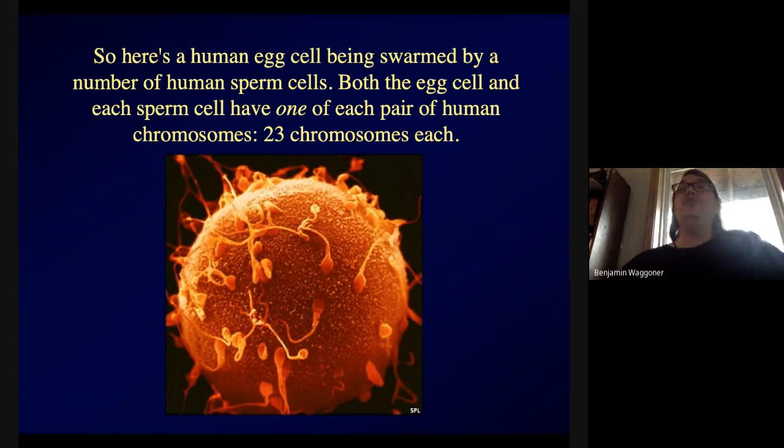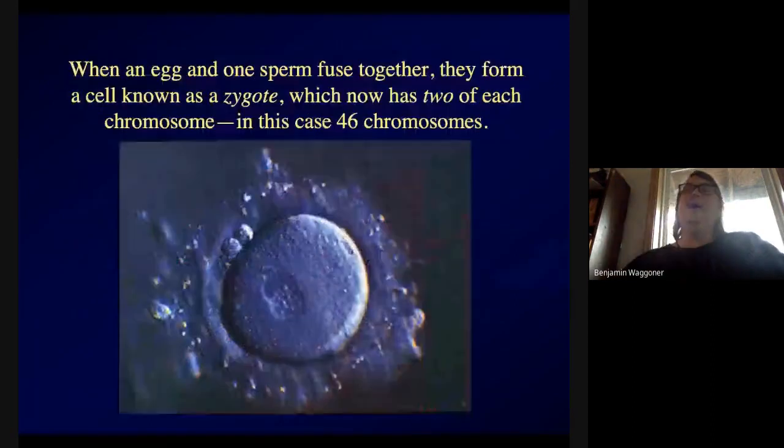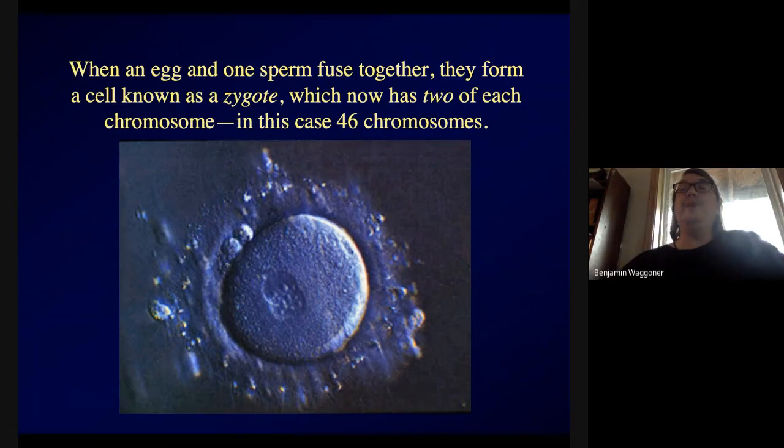But the egg cell has one of each pair of human chromosomes, 23 each. Every sperm cell, if it's normal, has one of each pair of human chromosomes, which is 23 each. And so when Mrs. Egg and Mr. Sperm fuse together, they form a cell known as a zygote. That is a zygote right there. If you look in the center, you can actually see two nuclei that are in the process of fusing right there. And the zygote, the fertilized egg, now has two of each chromosome, 23 plus 23, which is 46.